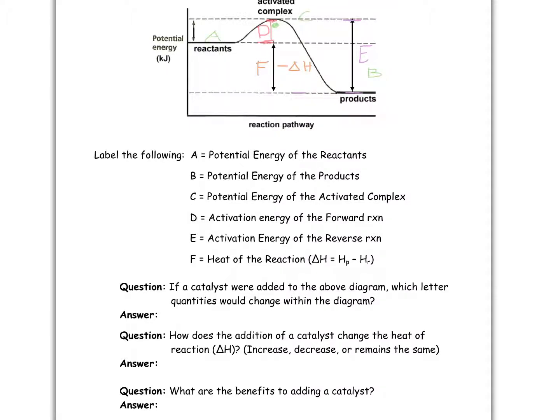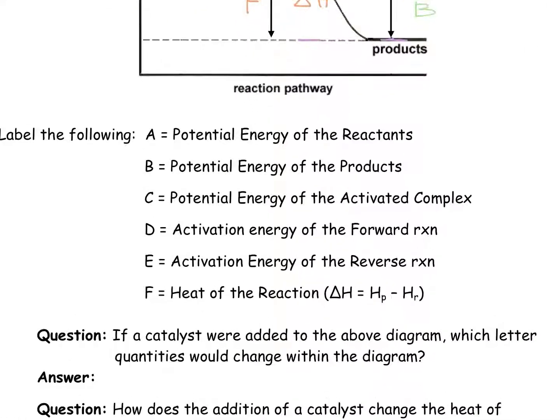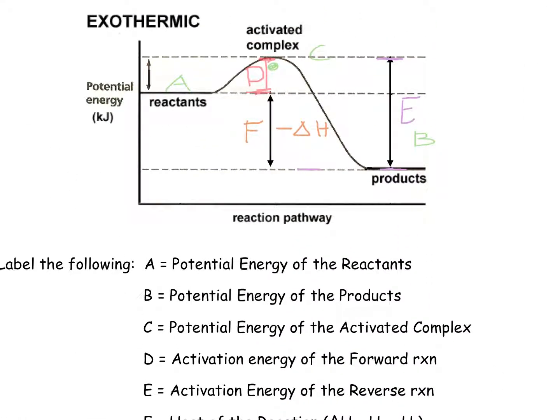So for the first question, if a catalyst were added to the above diagram, which letter quantities would change within the diagram? A catalyst lowers my activation energy, it lowers the activated complex, and it shortens the reaction pathway. So let's draw in what this catalyst would look like here. That'll help with this answer. My catalyst would shorten and lower this bump here.